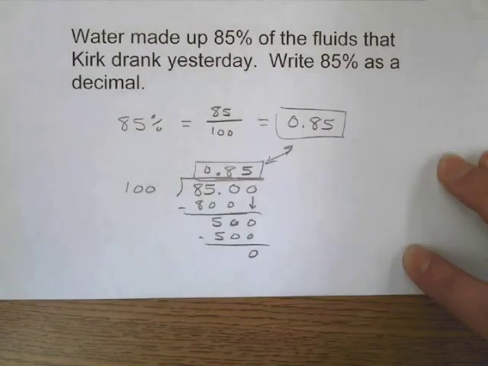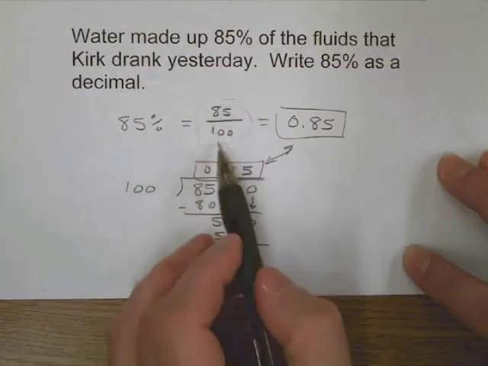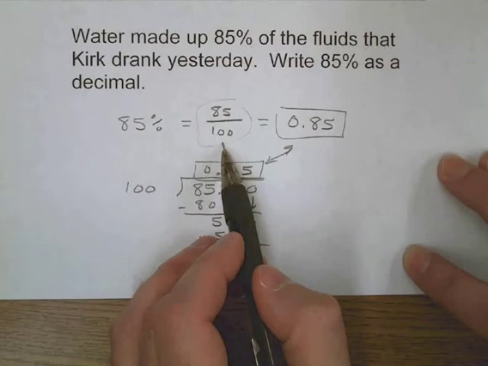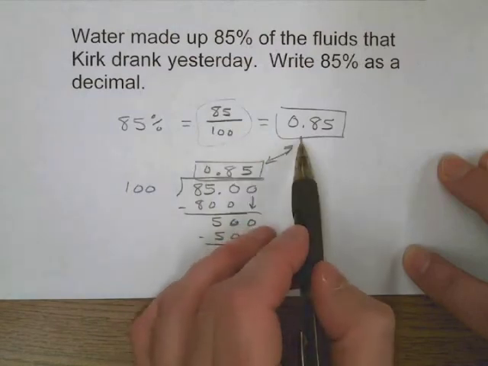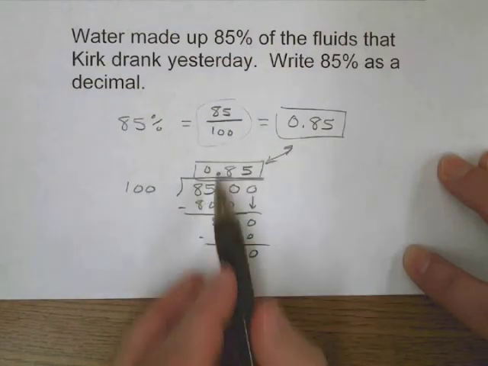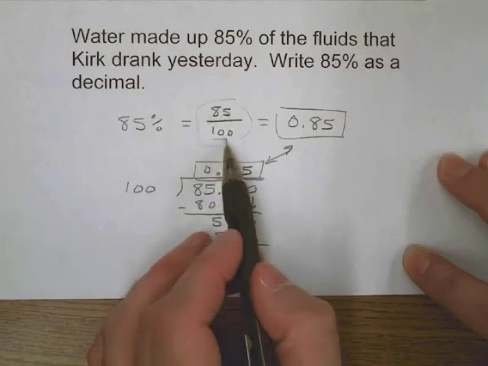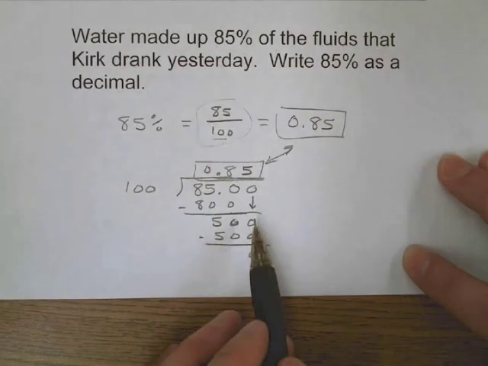Same thing there. So, nice way to do it if you can get it over 100 or over 10. Then you can write it as a decimal. But if it's not a number over a power of 10, then you can use this division method.